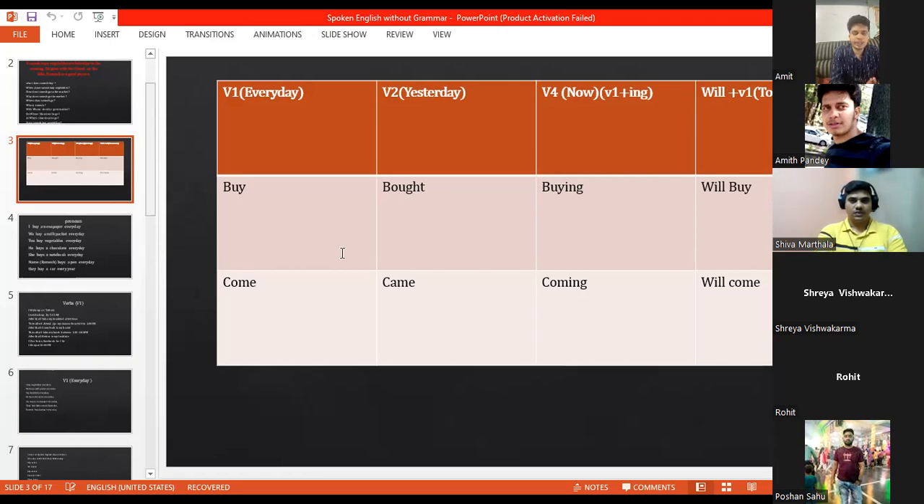So today we'll talk about V2, and in the case of V2, as you can see, bought. Bought means something which is already done. Already I purchased. It can be yesterday, day before yesterday, 5 days ago, 5 years ago, whatever. Even came. Came, like I came to your class, or I came to the institute. So in order to express these things, we just have to use the V2 terms.